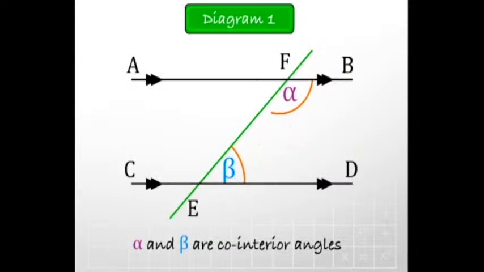The co-interior angles, alpha and beta, are two angles within the parallel lines AB and CD. This is why we refer to them as interior angles. We also refer to them as consecutive or co-interior angles. This is because they are two angles which pair up or come one after the other in order to form the co-interior angle pair.